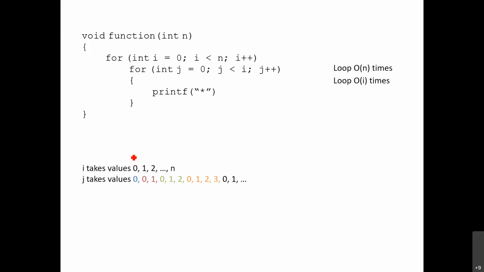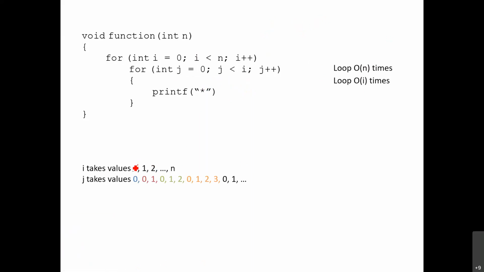So i takes the values 0, 1, 2, and so on. What does j take depending on i? Well, if i is 0, j will keep going until it's strictly less than 0. That's the condition. But j starts from 0. So right away, you don't even enter the loop, because is 0 strictly less than 0? No. 5 is not strictly less than 5. It's less than or equal, but not strictly. So right away I'm not getting any iteration.